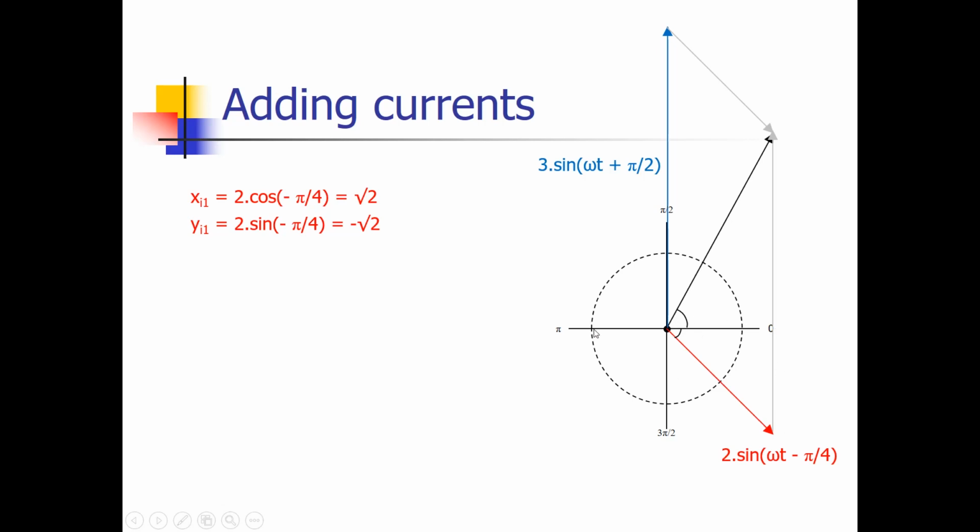Now let's do the same with the blue vector, which is drawn over here. And of course we can see that this vector is already only on the vertical axis, so it has a horizontal part of 0.